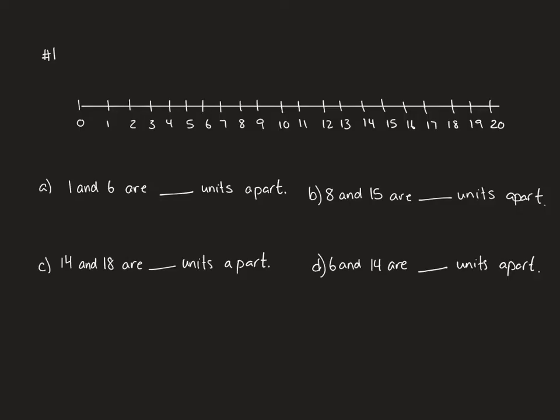Question 1 is going to utilize a number line, but it will do it in a bit of a different way. So they are going to have you say 1 and 6. So I've changed up the numbers for A, B, C, and D. 1 and 6 are blank units apart. So you can start by finding those two numbers.